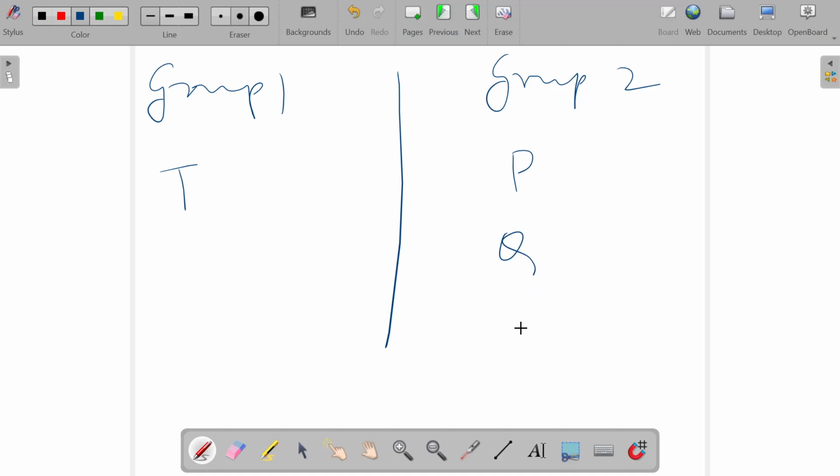So PQ here. What about R? R not with S. Okay, so let's put R in group 2 and S in group 1. Who is left? U. U in group 1. So this is a valid arrangement. You see all the conditions are fulfilled.